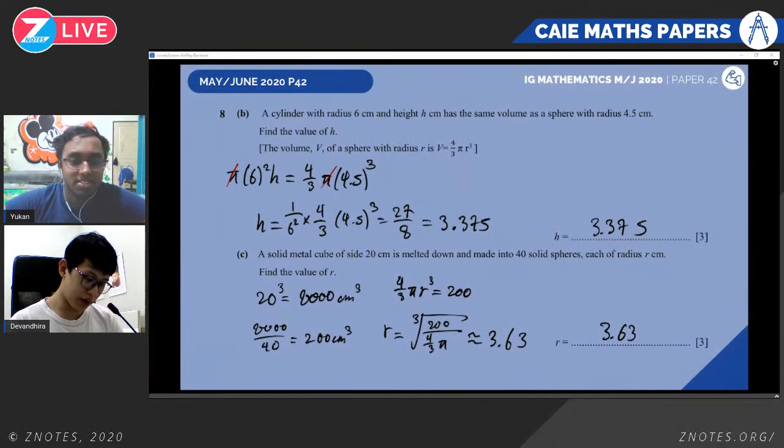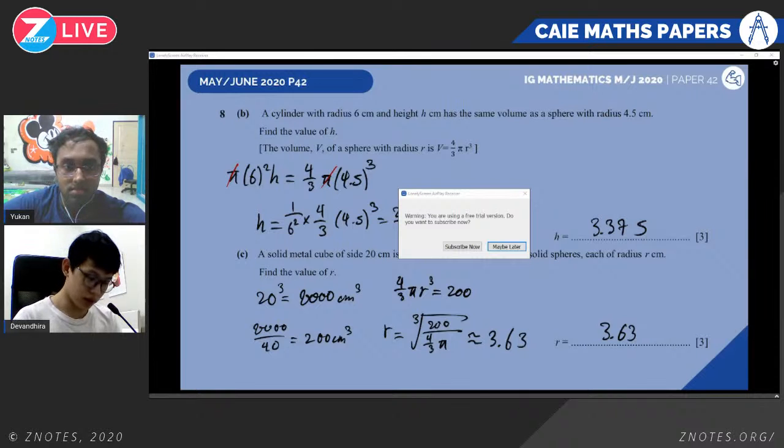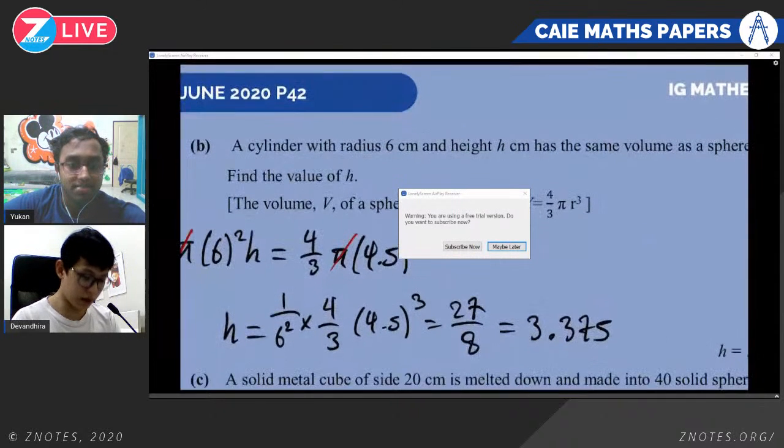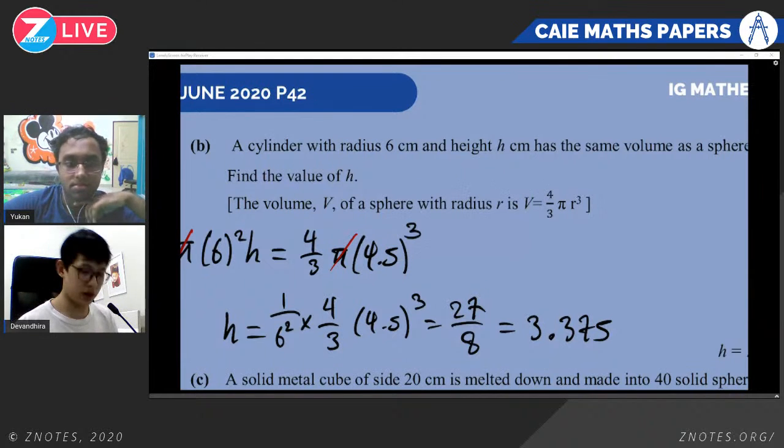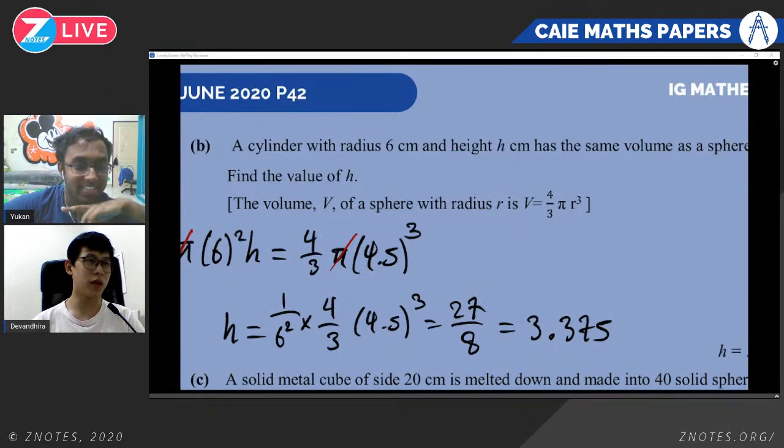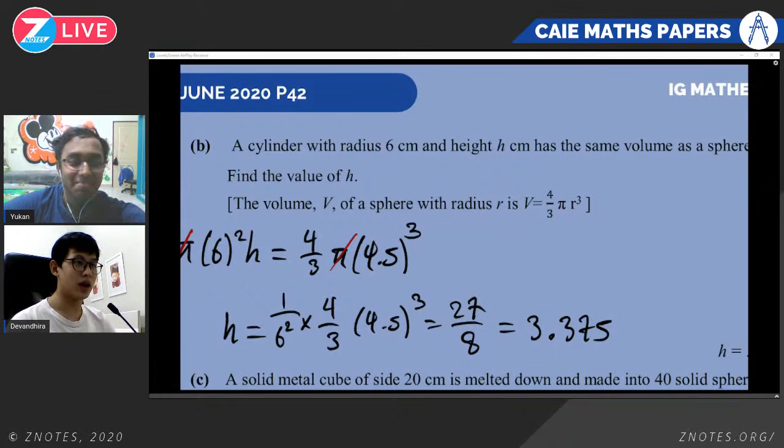A cylinder with radius 6 and height h centimeters has the same volume as a sphere with radius 4.5. Find the value of h. So before that, we have to remember what's the formula for the volume of a cylinder. Right, Yugan? So do you remember what is it? I just said pi r squared times h. You just said it before?